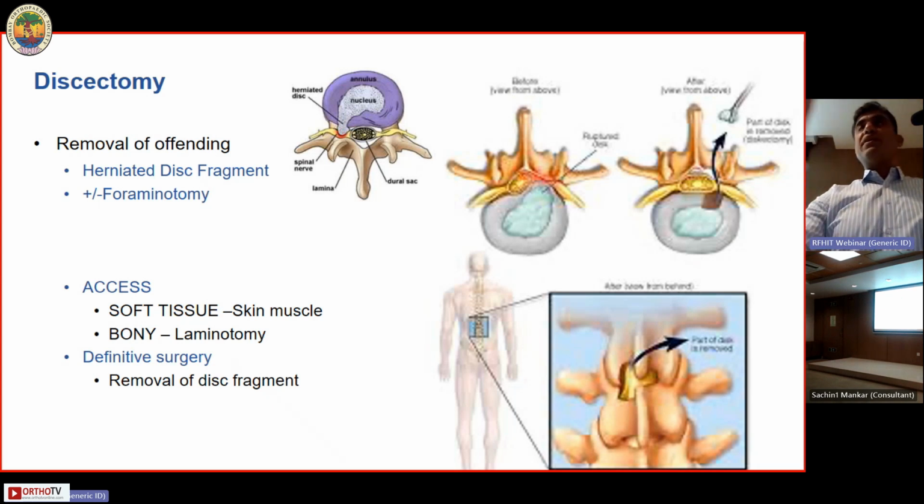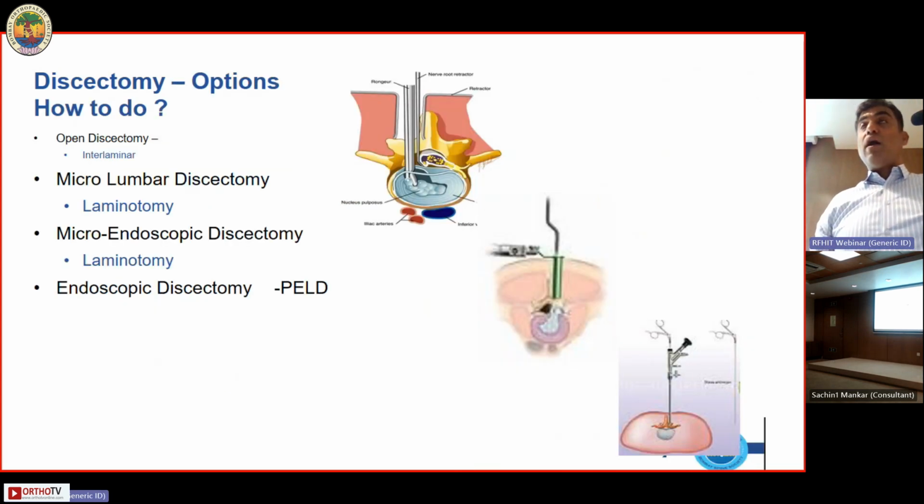And bringing that fragment out has only two parts. One is the access part of it, where you go through the skin, through the muscle, reach the bone, do a partial hole in the bone, do a laminotomy or a laminectomy, depending on how big the disc fragment is, and then do a definitive surgery of bringing that fragment out. And how do you achieve the soft tissue part of surgery or the bony part of surgery to bring that fragment out? That's the one that brings in the variations of surgery.